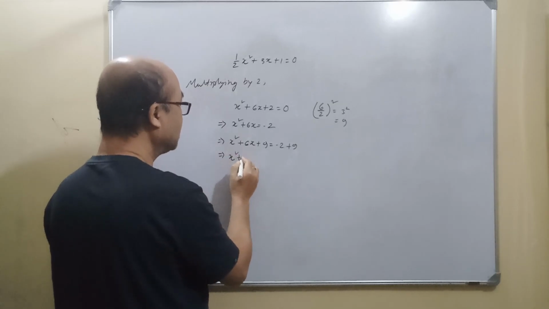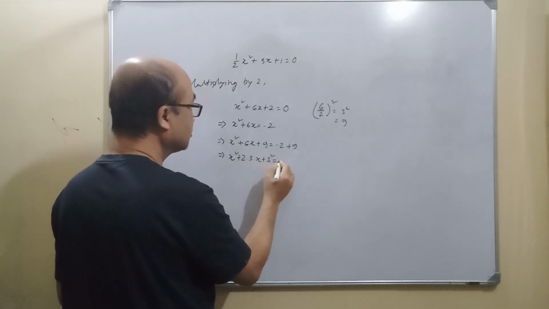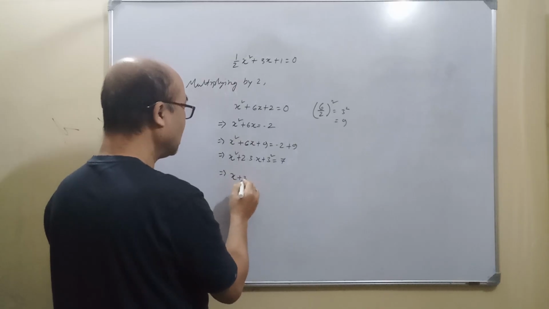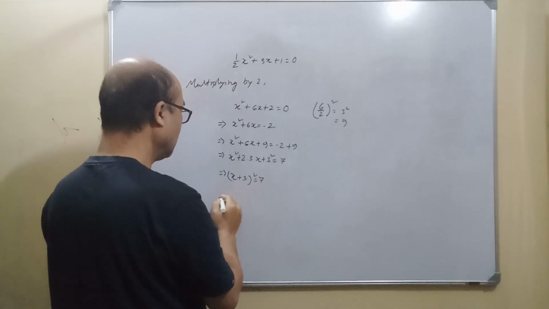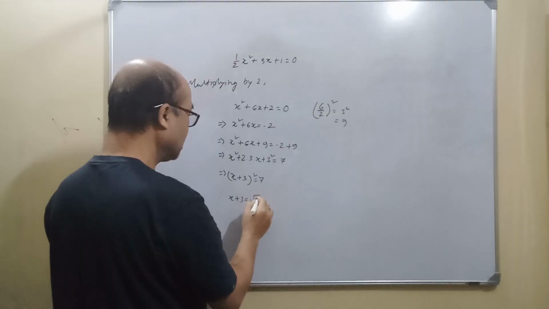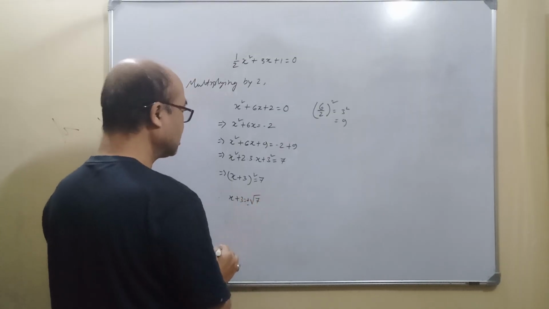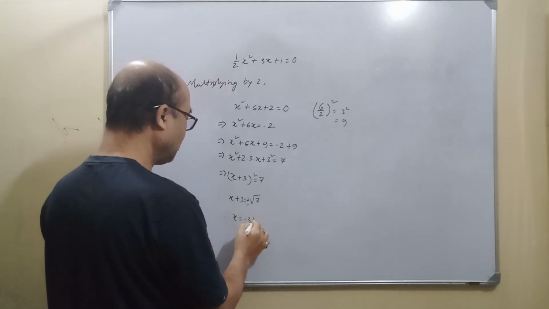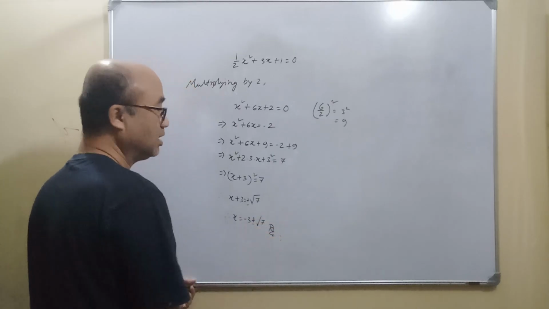So this can be written as x square plus 2 into 3 into x plus 3 square, which is 7, which means (x plus 3) square is 7, which means x plus 3 is plus minus root 7. Hence x is minus 3 plus minus root over 7, and that is your answer.